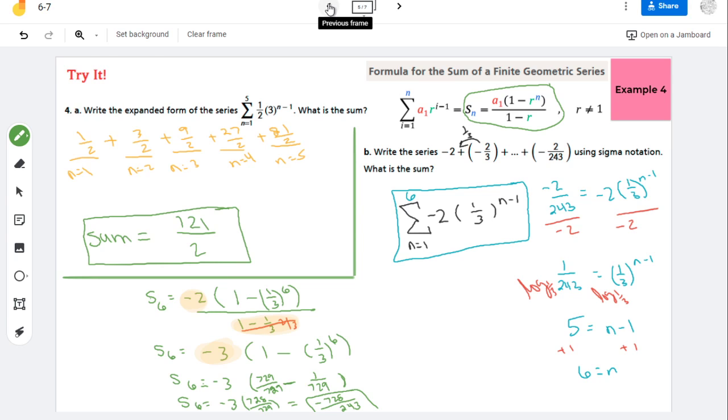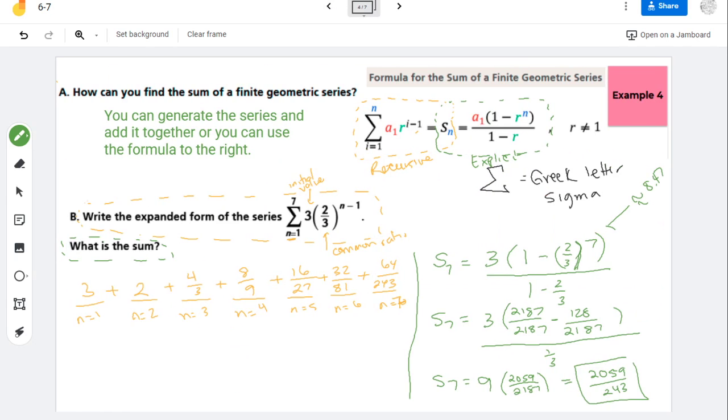So there you have it, guys. That is the formula for the sum of a finite geometric series. Until next time.